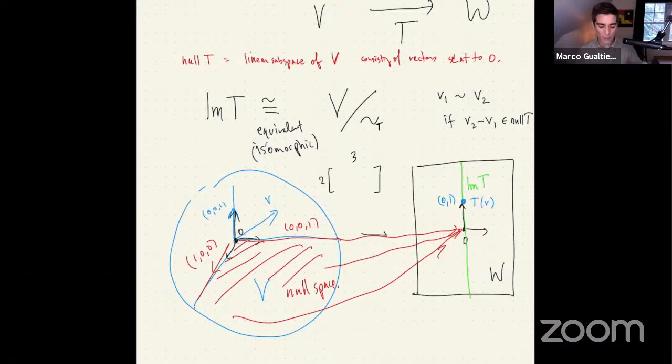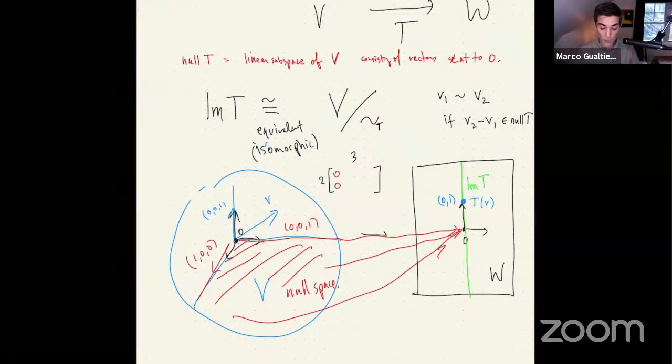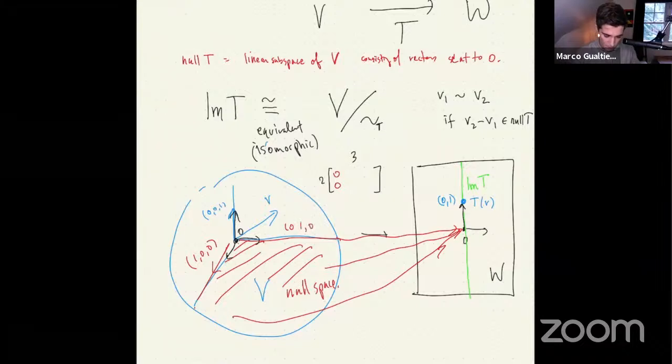And where is 1, 0, 0 sent? It's sent to 0. Oh, sorry, this is 0, 1, 0. 0, 1, 0 is sent to 0, but 0, 0, 1 is sent to 0, 1. So this would be a 2x3 matrix, like this.